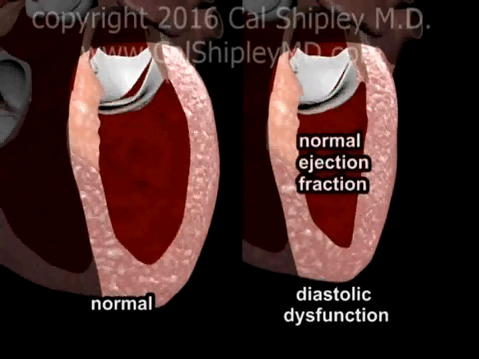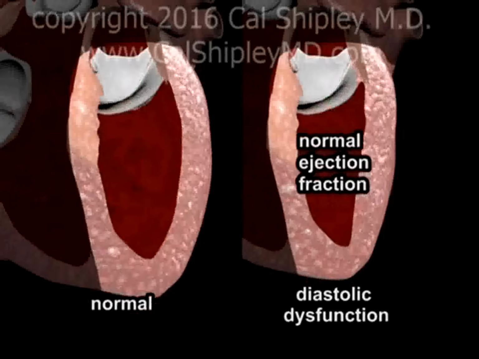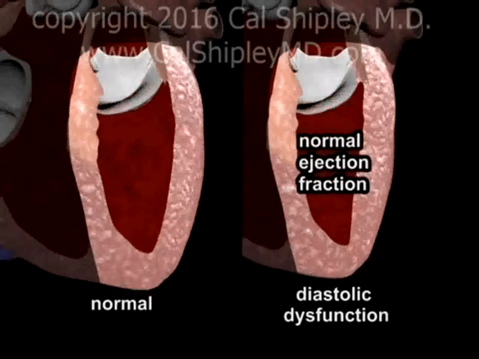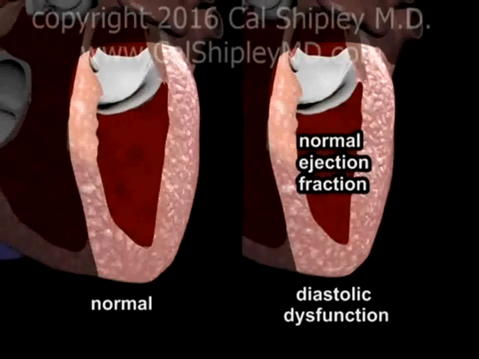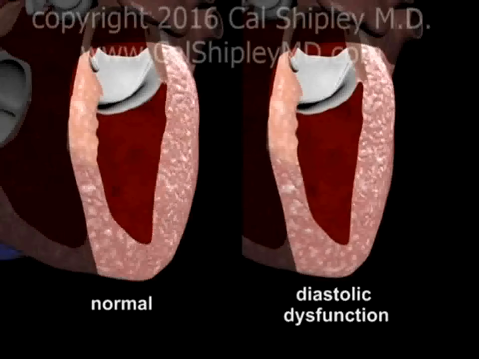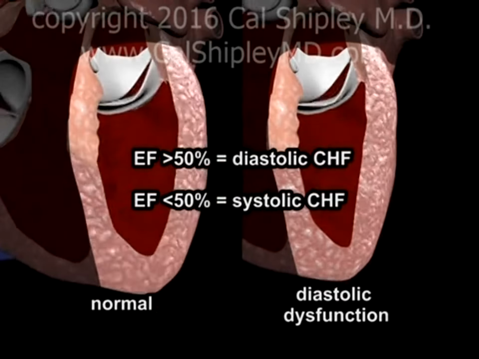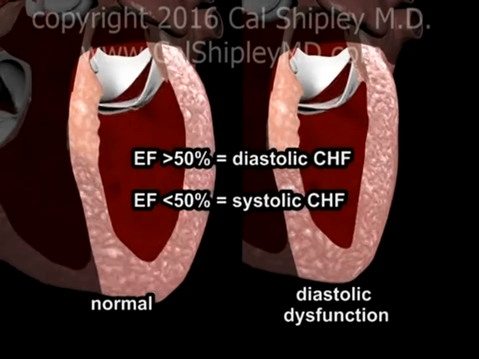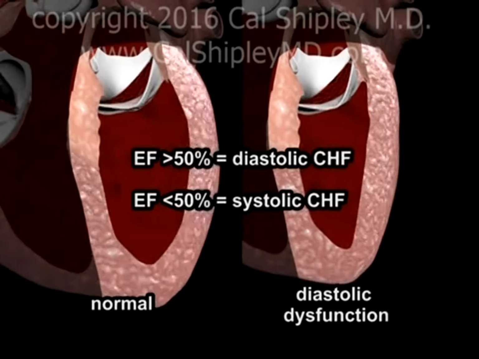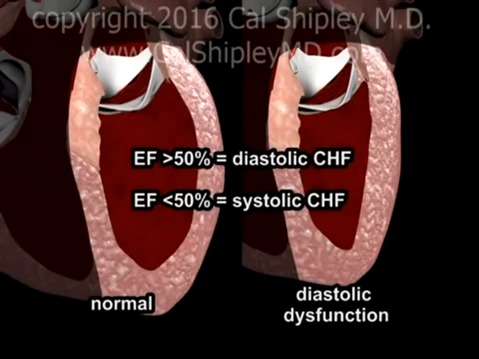One interesting aspect of diastolic congestive heart failure is the fact that ejection fractions are almost always normal. This is so often the case that, by definition, congestive heart failure in the presence of an ejection fraction of greater than 50% is considered to be due to diastolic dysfunction until proven otherwise.